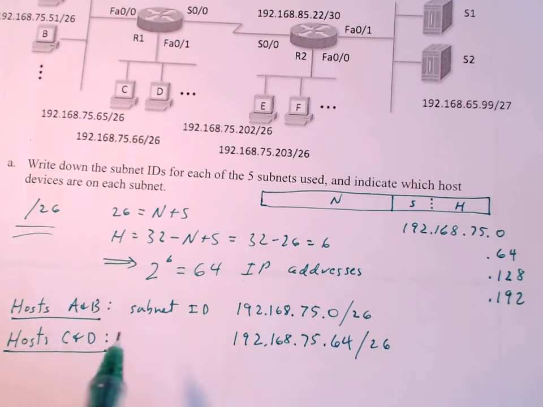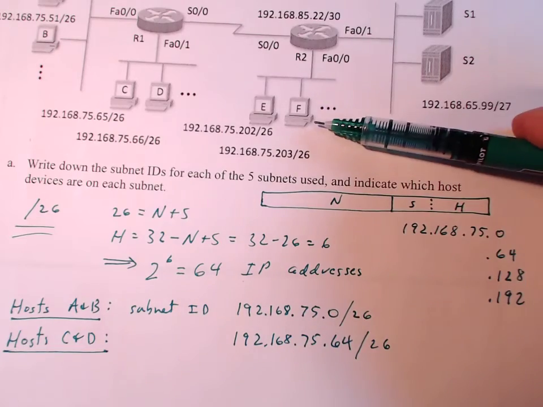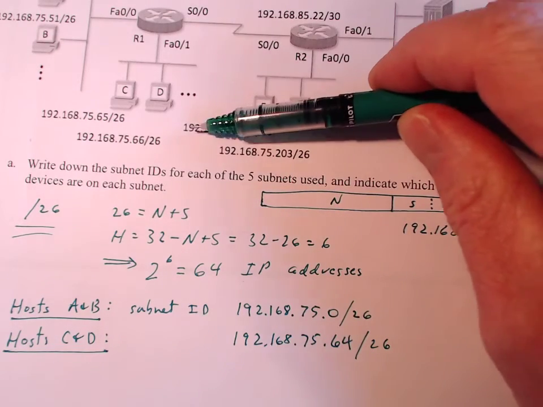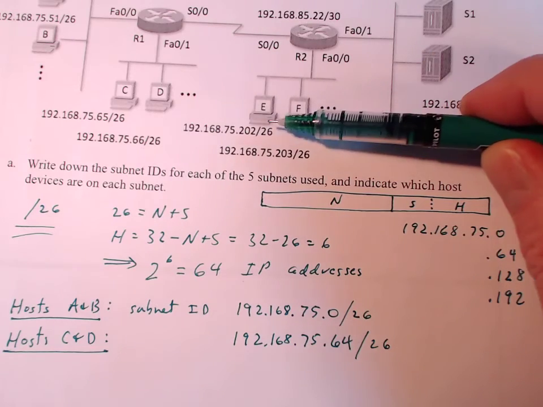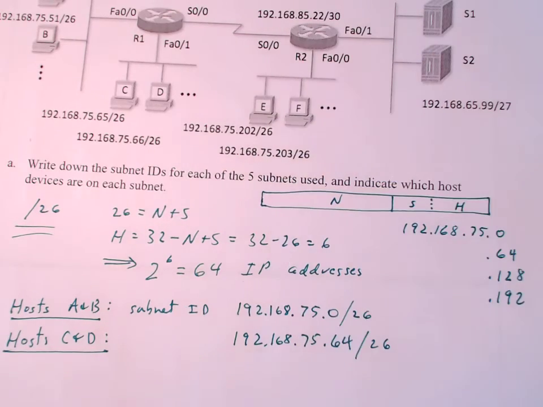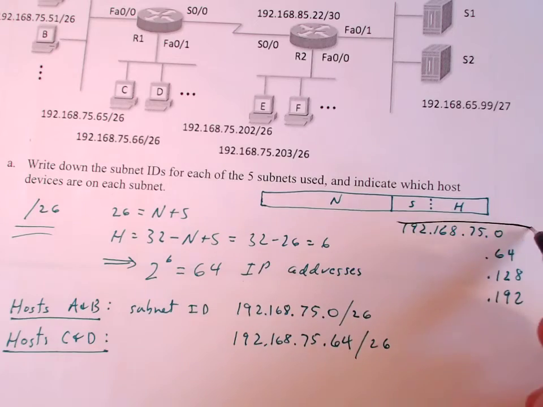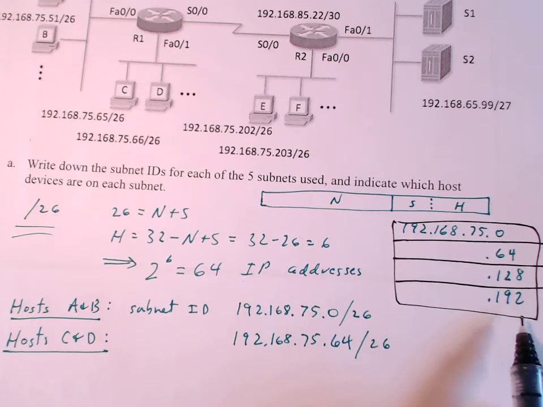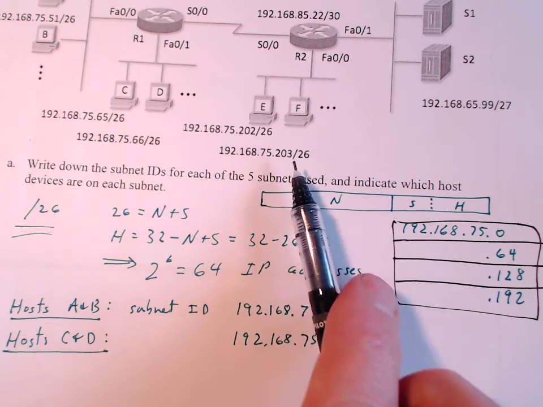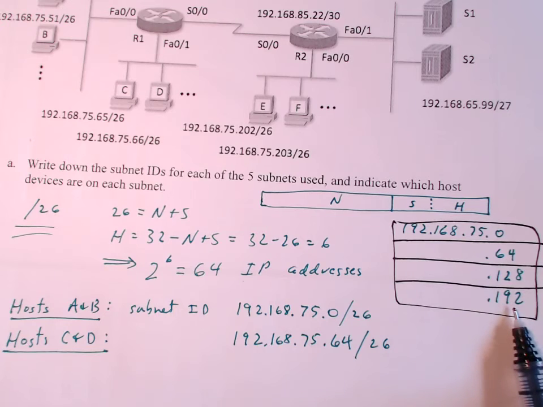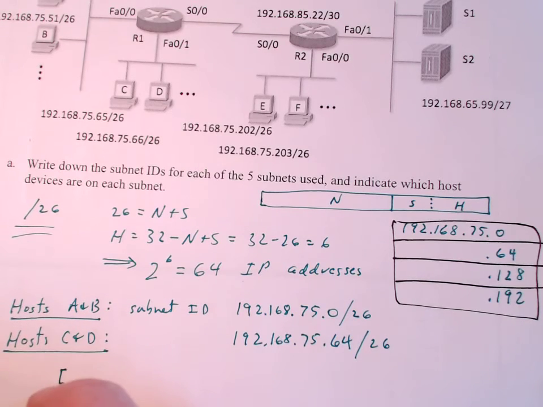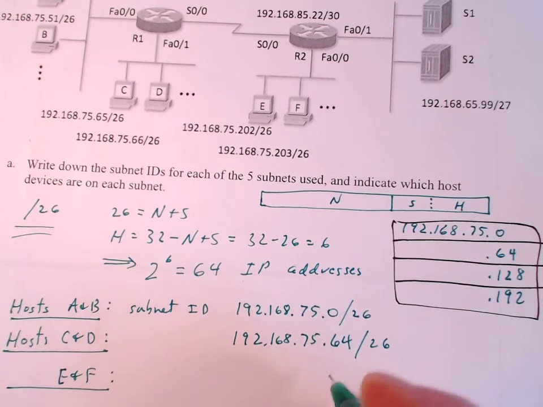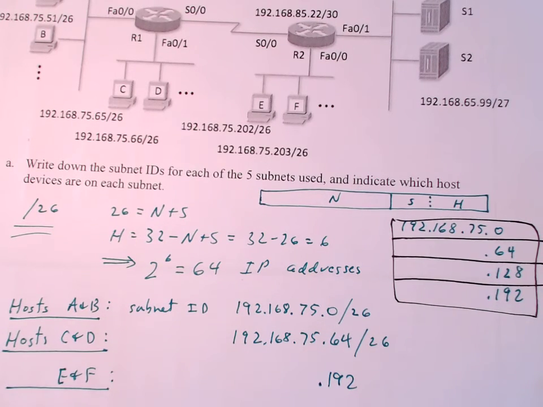And let's look at hosts E and F now. Hey, they're in the same class C, 192.168.75, and now their addresses are 202 and 203. And so again, because they're in the same class C, now we can look at these four /26 subnets and ask which one they are in. And addresses 202 and 203 happen to be in the range from 192 up to 255. So they're in the 192 subnet. E and F are on 192.168.75.192.